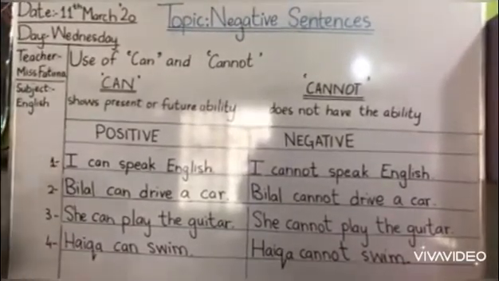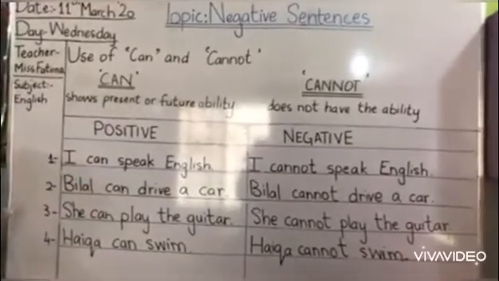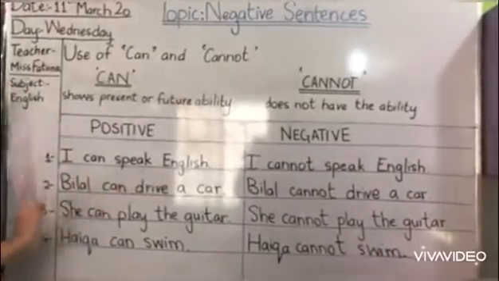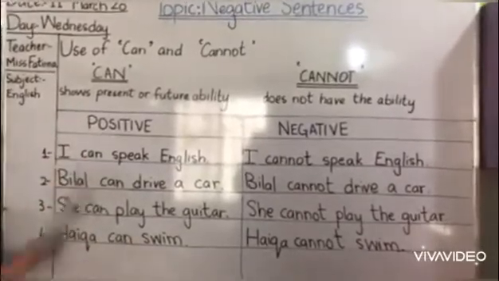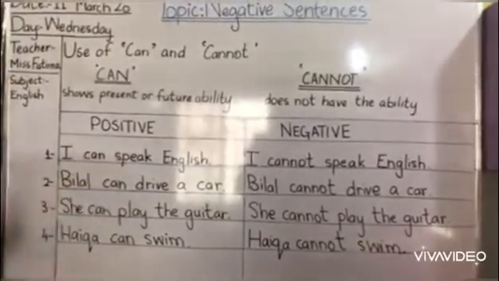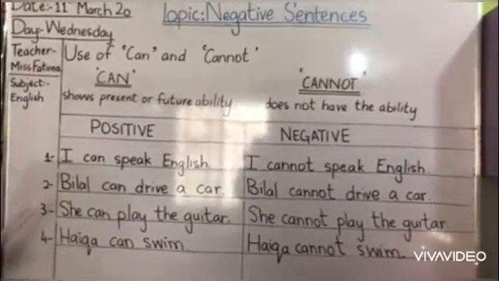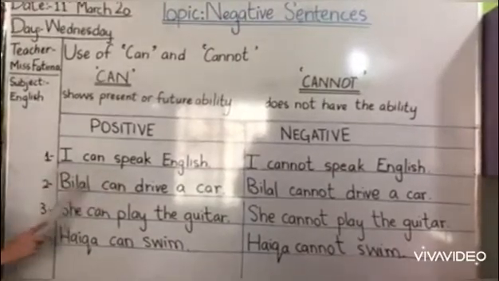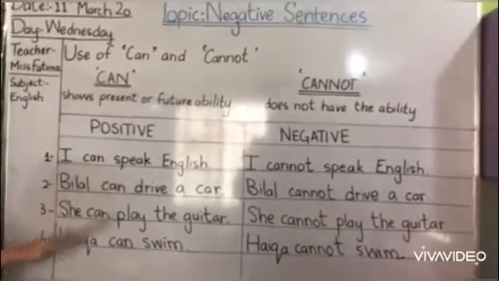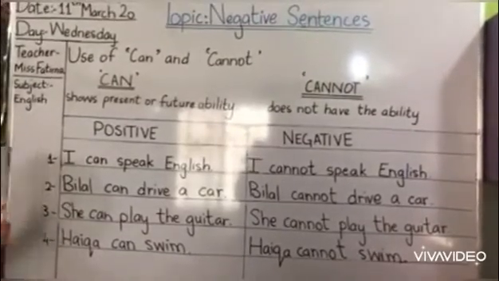Now I am going to tell you how are we going to change all these sentences to negative. As you can see, the sentences which I have written on the board are all positive. The meaning of positive is that these sentences will not be giving you any kind of negative meaning. All these sentences are simple, or what we call positive sentences. Now let's move to the negative sentences.